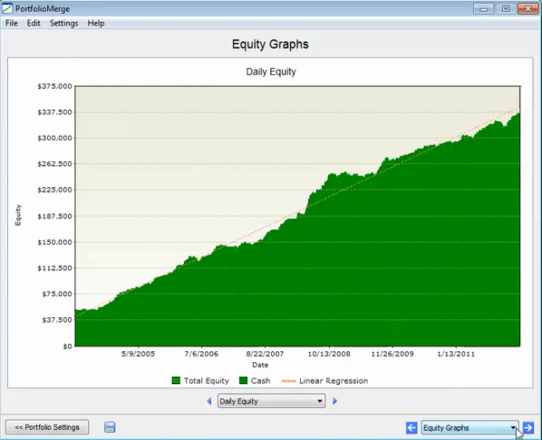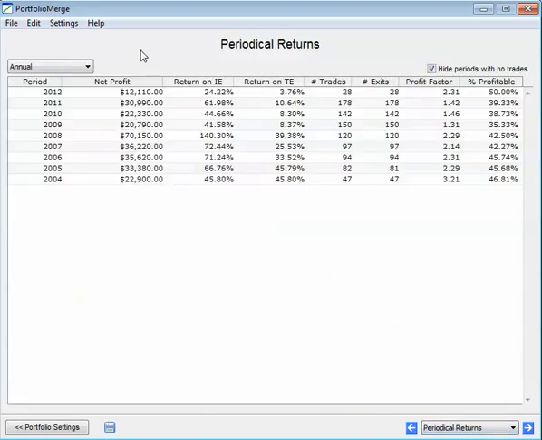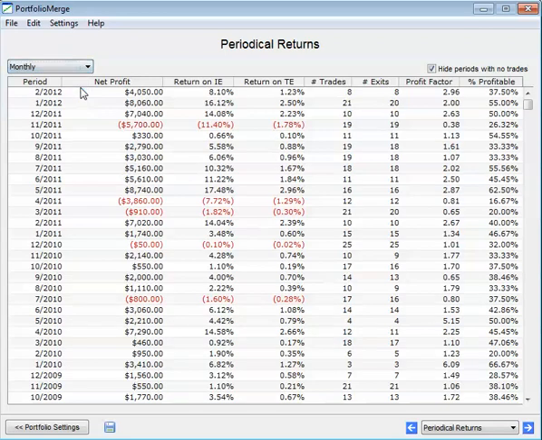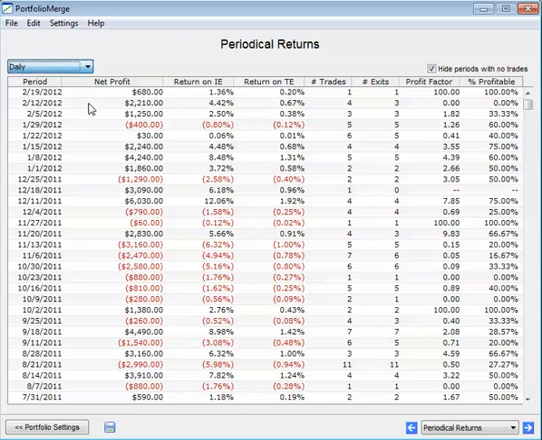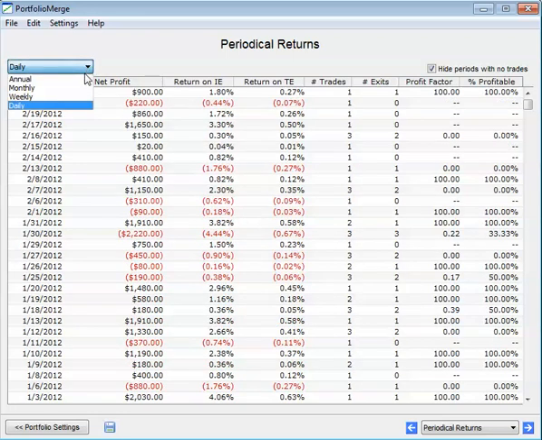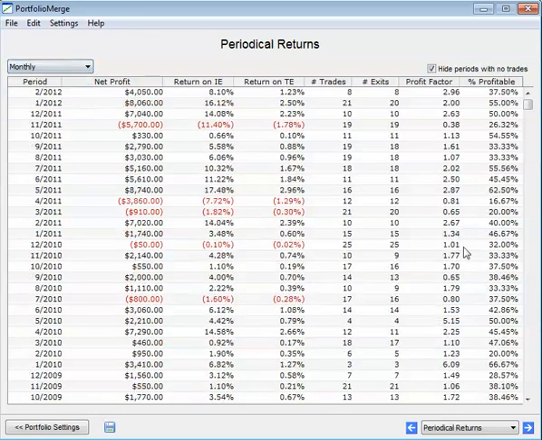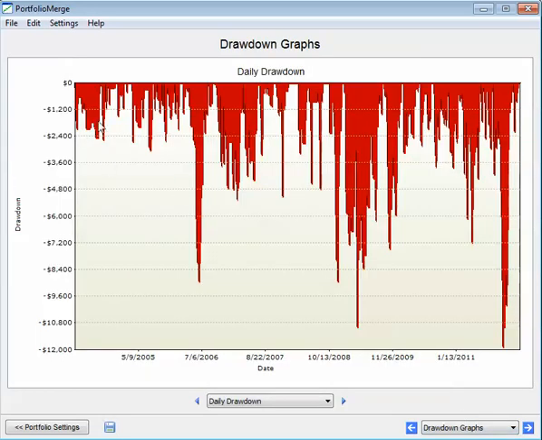Now, when we look at annual returns here, this also looks fairly consistent. 2004 and 2012 are partial years, but these years look fairly consistent, and that looks very good. But when we drill down and go to a shorter time frame, whether it's monthly, weekly, or daily, we can see more and more drawdown here. So let's take a look at another chart so that we can observe this.